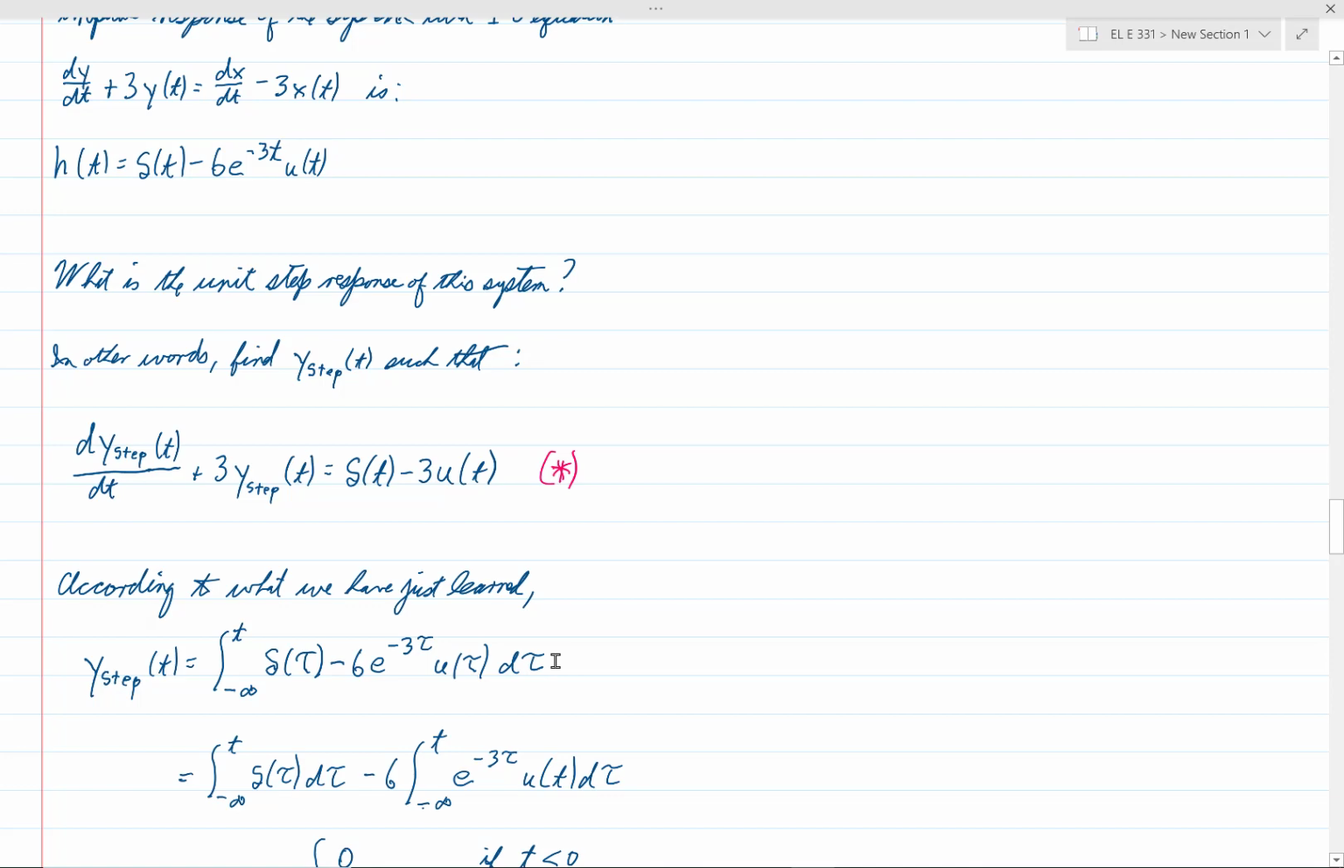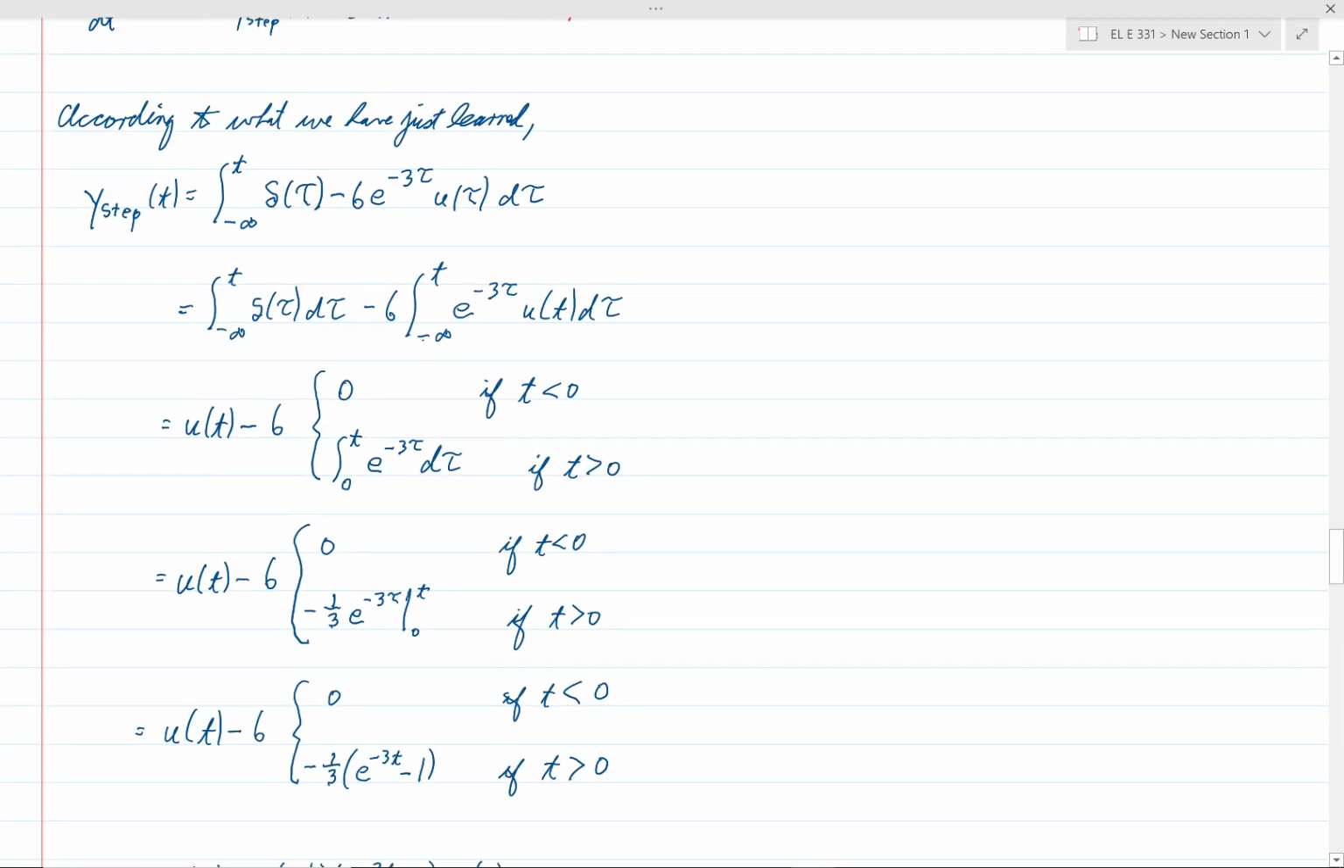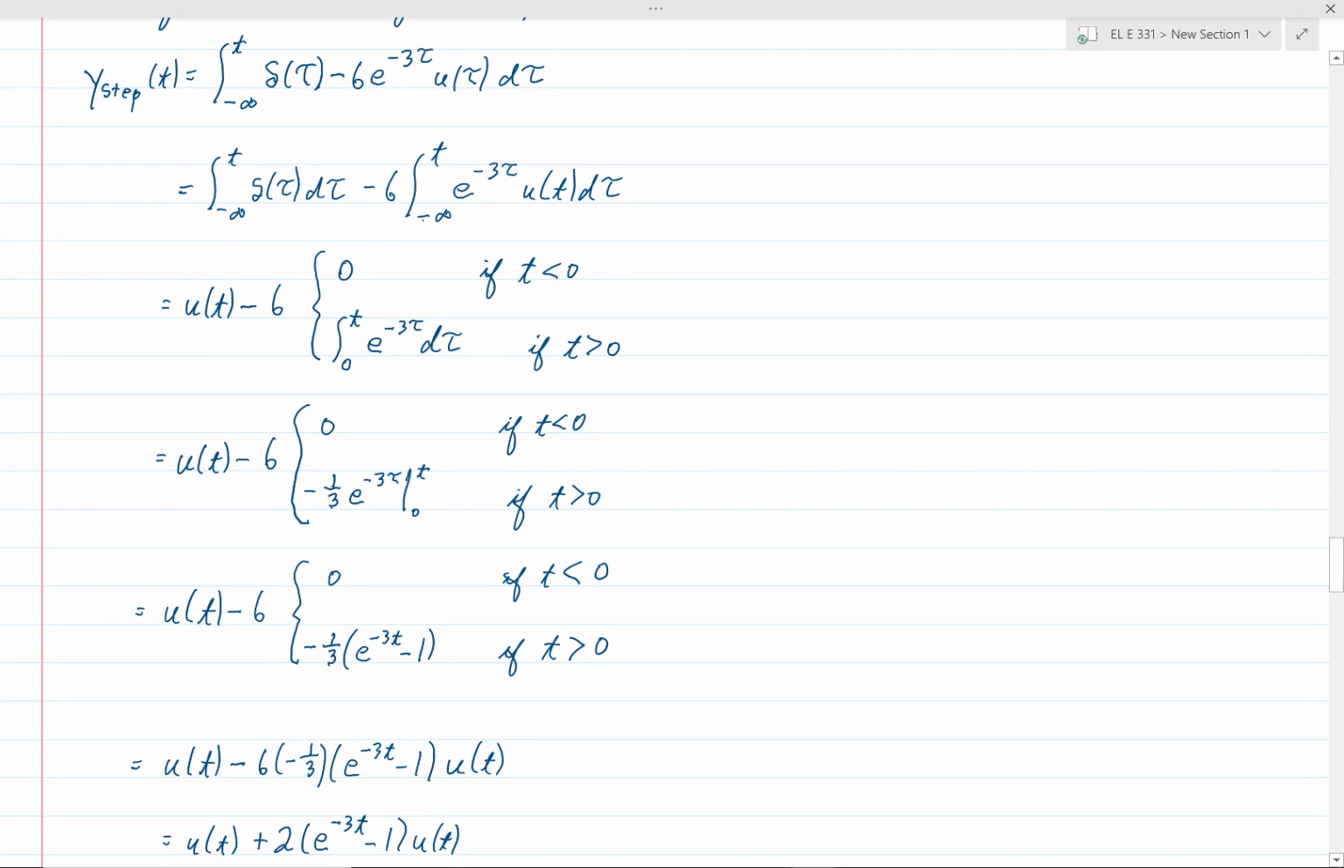Now I'm going to go over the rest of this very carefully, because integrals of this type can be a little tricky to evaluate. So I want you to follow through step by step. The first thing we'll do, since we have two terms in the integral, is split this up into two integrals. So we'll have an integral from negative infinity to t of delta of tau d tau minus 6 times the integral from negative infinity to t of e to the minus 3 tau u of tau, that should be tau right there. Let me get that fixed.